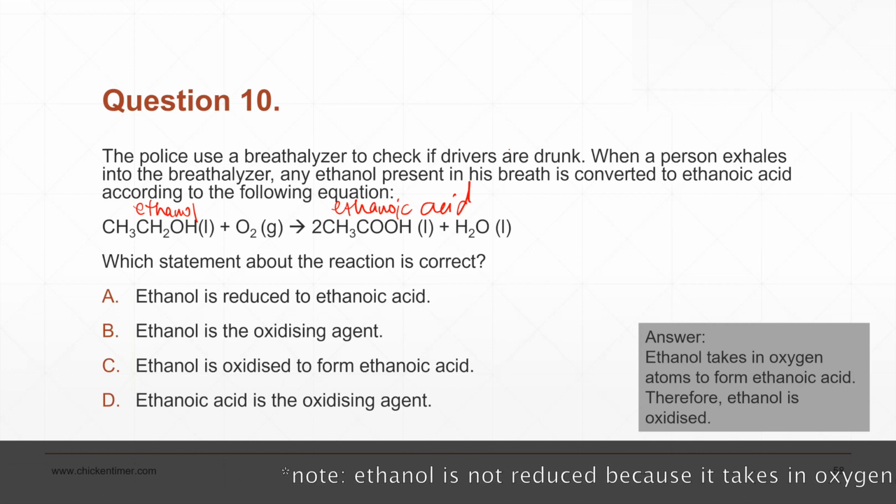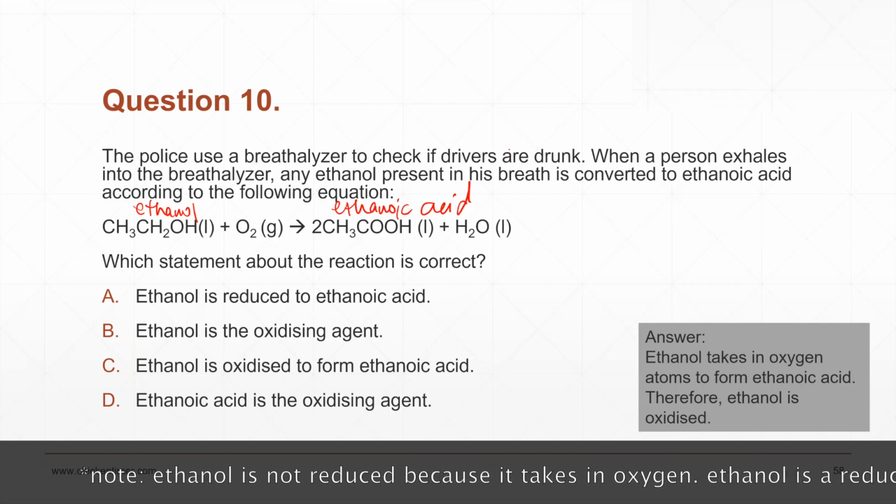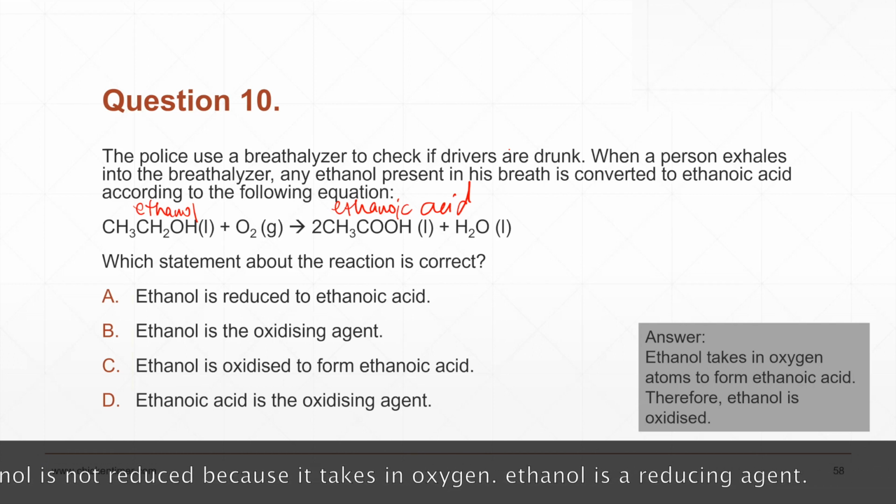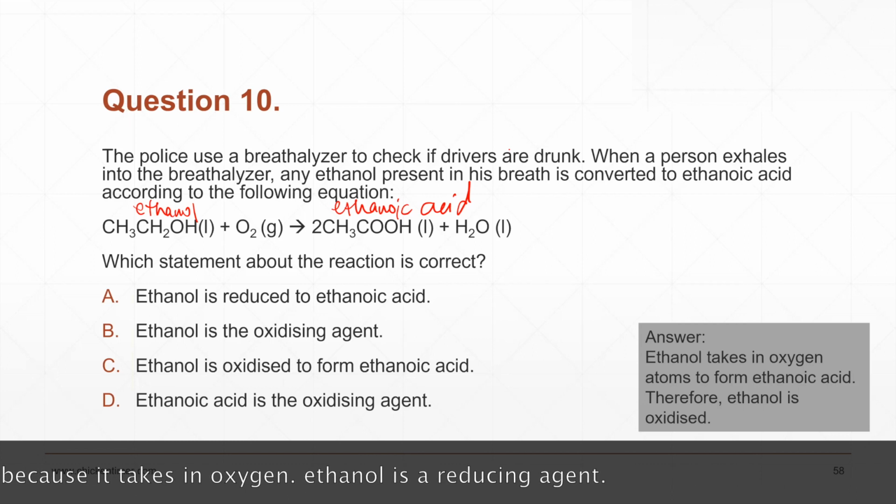Then is ethanol an oxidizing agent? I think it's oxidized, so it's a reducing agent. Ethanoic acid is on the product side, and oxidizing and reducing agents are only on the reactant side. So D naturally goes off.